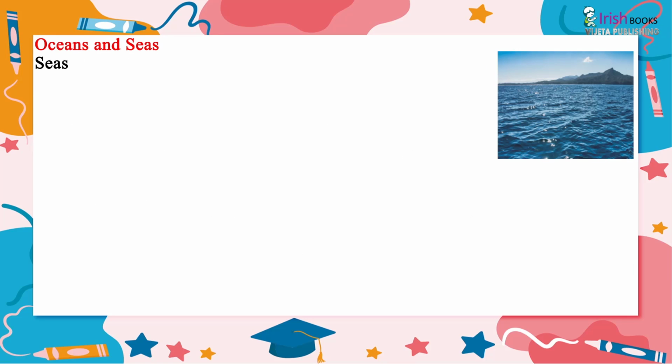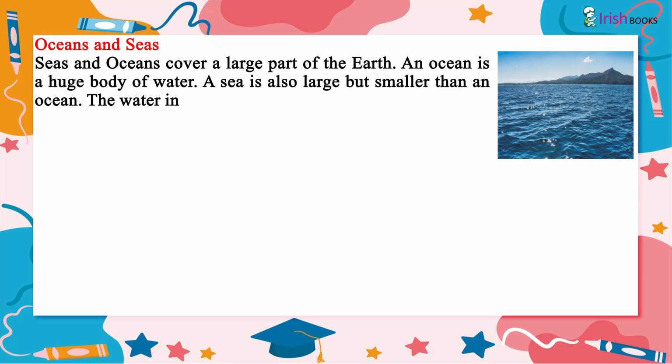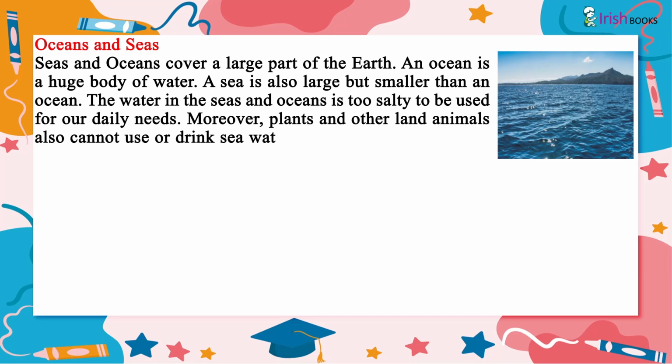Oceans and seas. Seas and oceans cover a large part of the earth. An ocean is a huge body of water. A sea is also large, but smaller than an ocean. The water in the seas and oceans is too salty to be used for our daily needs. Moreover, plants and other land animals also cannot use or drink seawater.